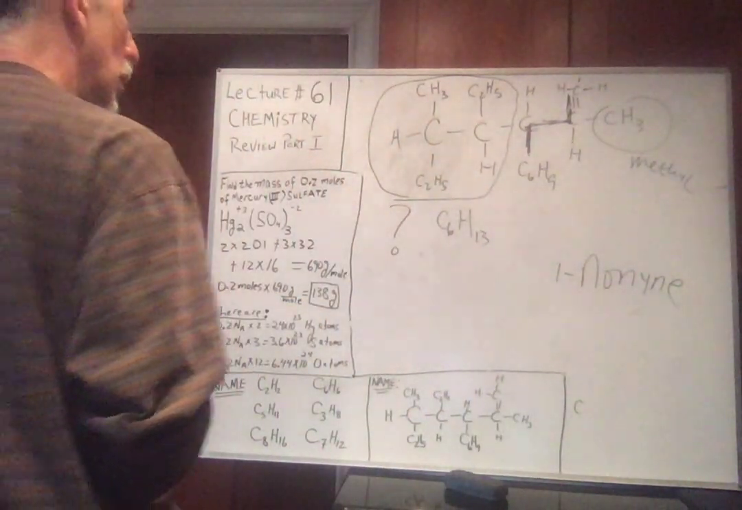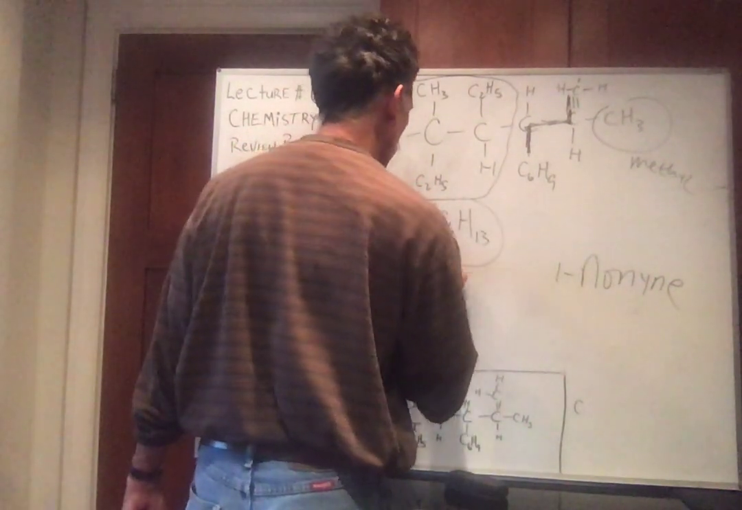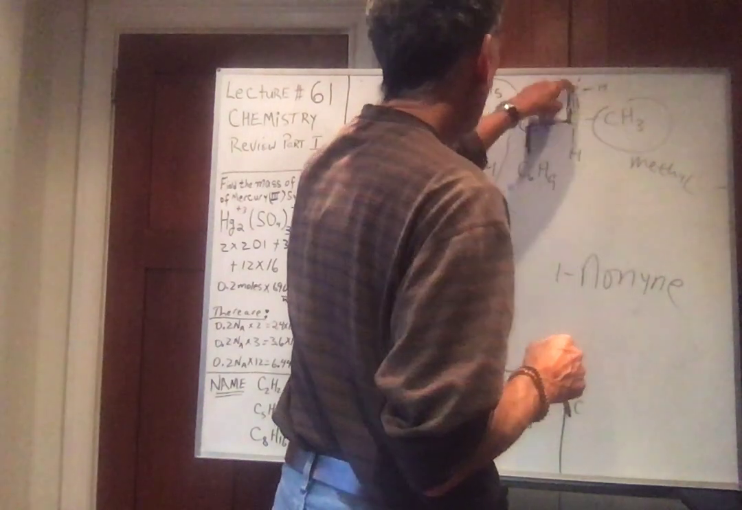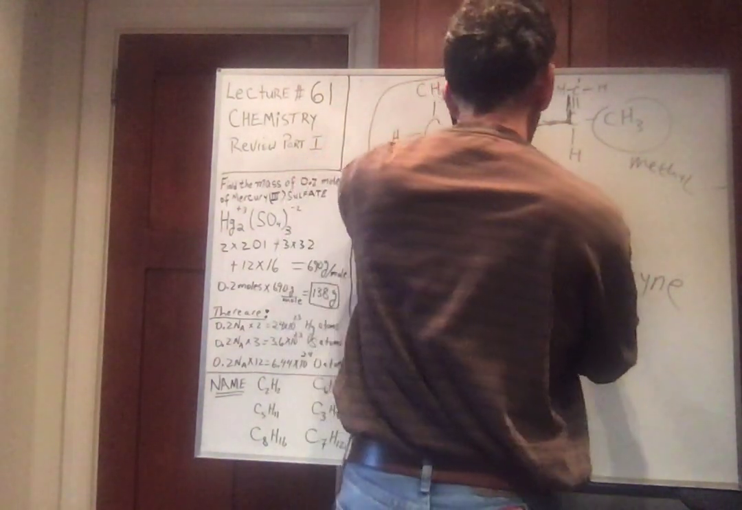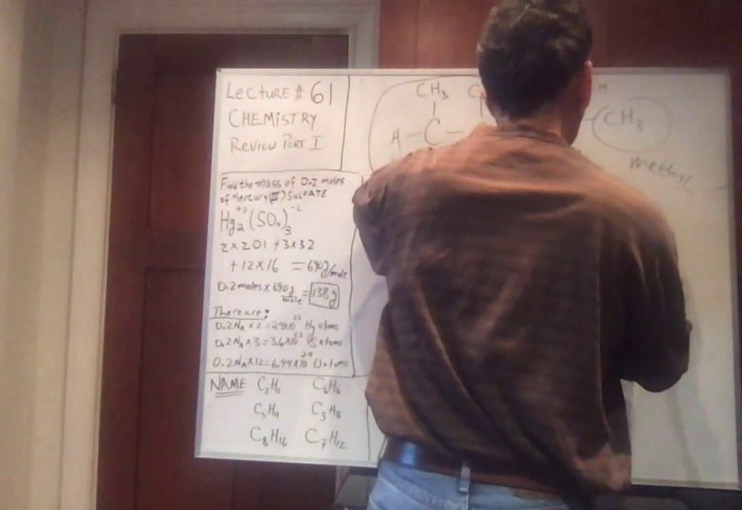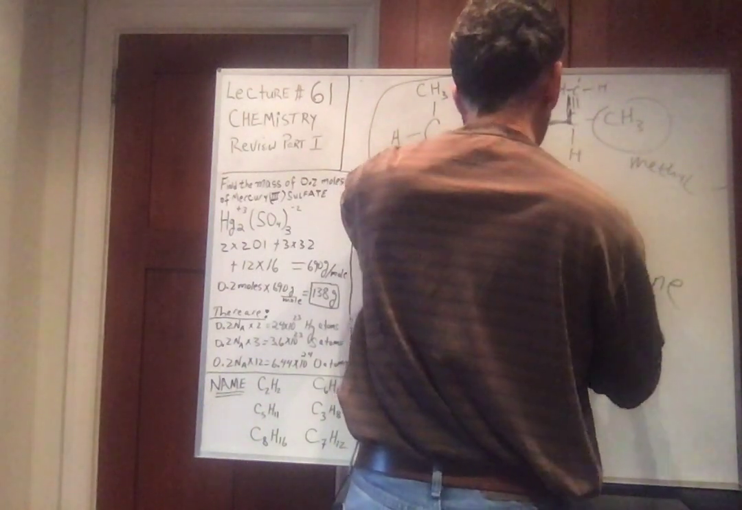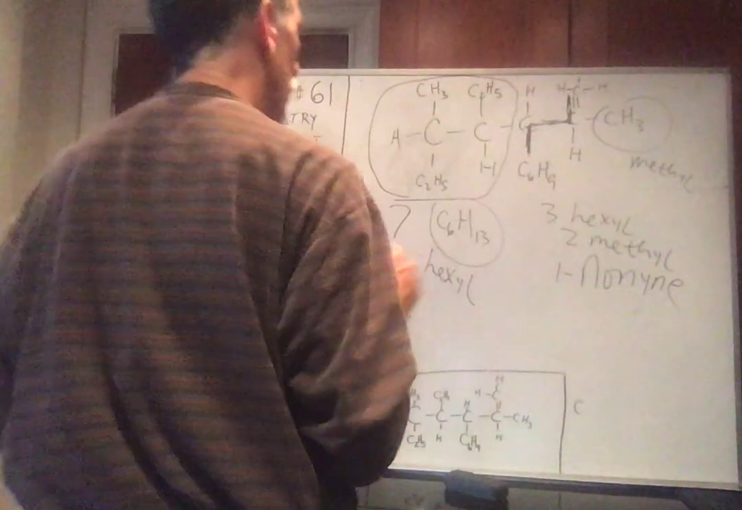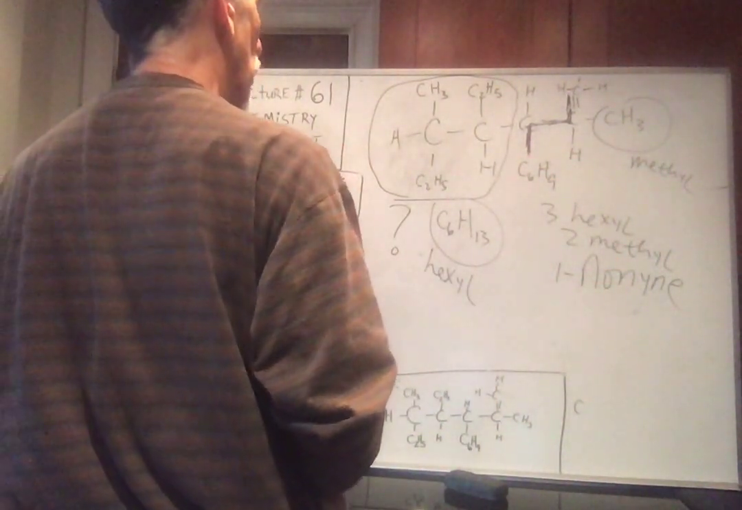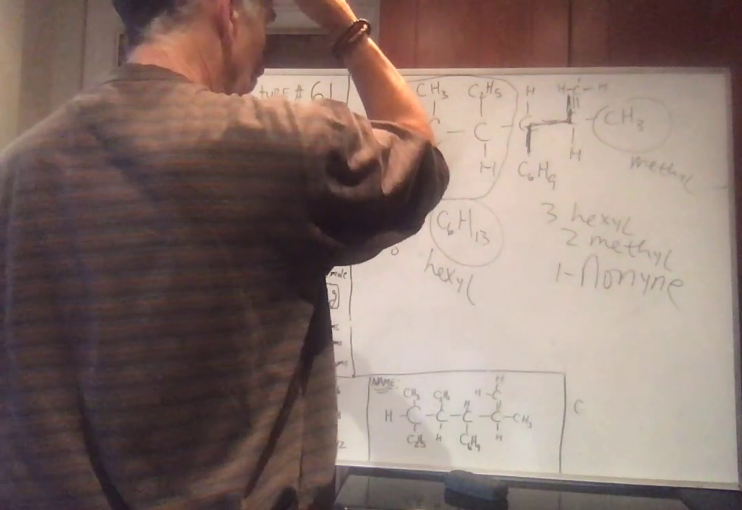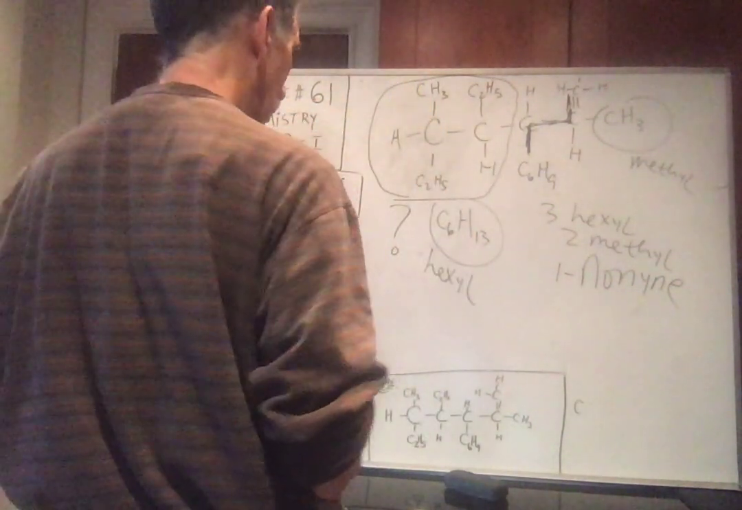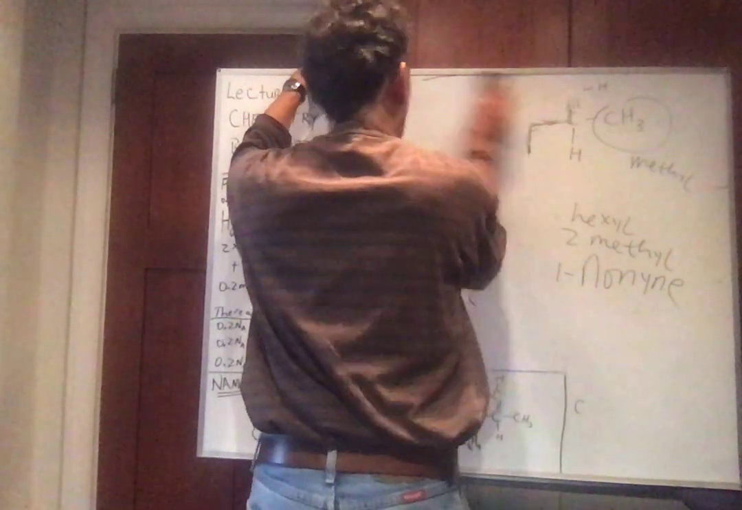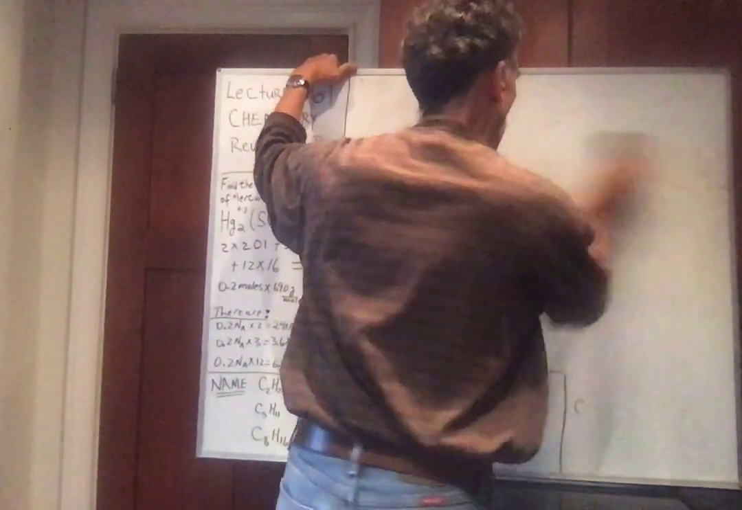Did I count wrong? This should be hexyl. And there's a methyl. 1, 2, 3. 3 hexyl, 2 methyl. Okay? 3 hexyl, 2 methyl. All right. Looks okay. Okay. Let's see. Let's try.